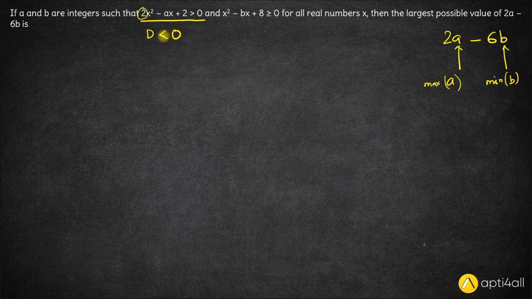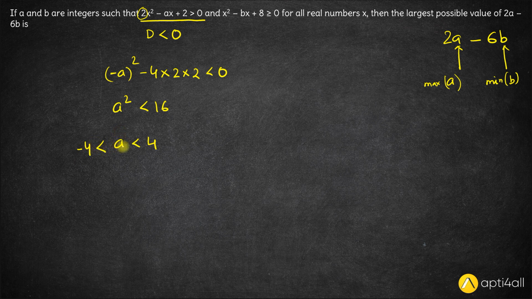So if the discriminant is less than 0, it means b² − 4ac is less than 0. So b is the coefficient of x, which is −a, so (−a)² − 4 times the coefficient of x², which is 2, into the constant term 2. This is less than 0. So we have a² is less than 4 into 2 is 8, 8 into 2 is 16. Minus 16 goes that side, becomes plus 16. So a² is less than 16, hence a will be less than 4 but greater than −4. a will be in this range.